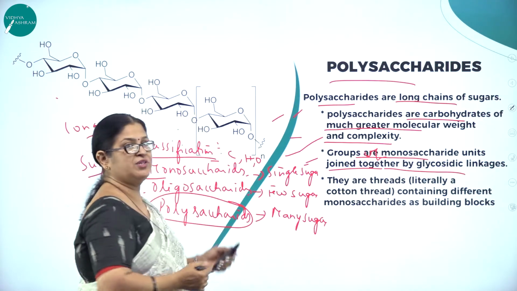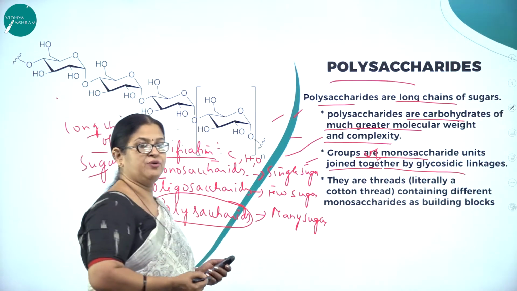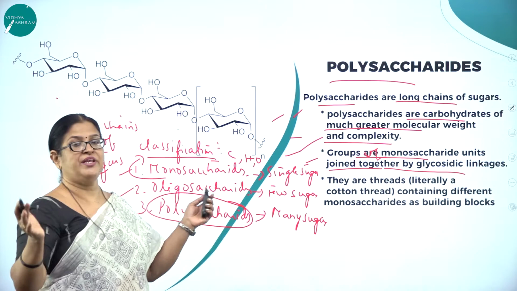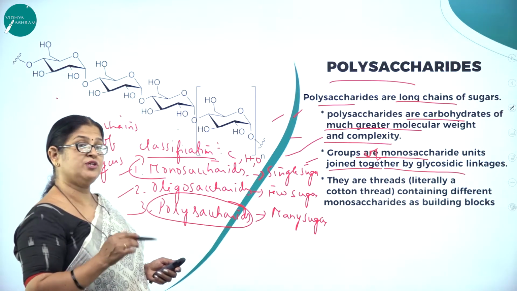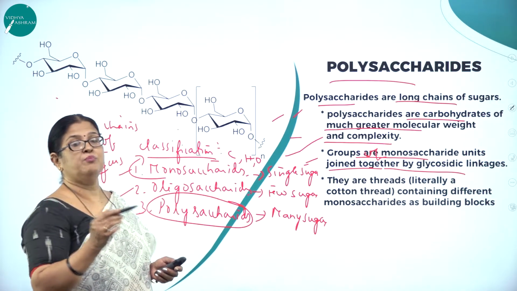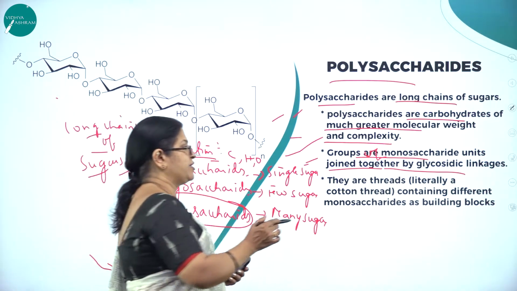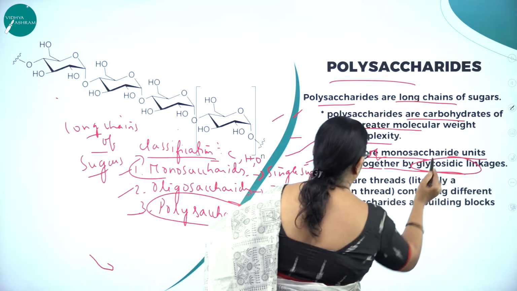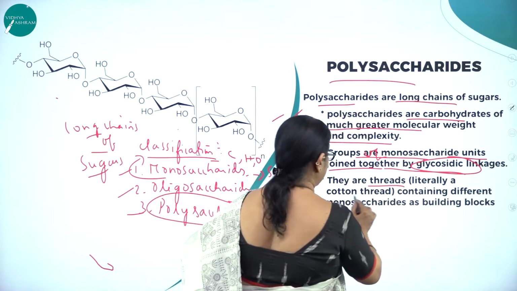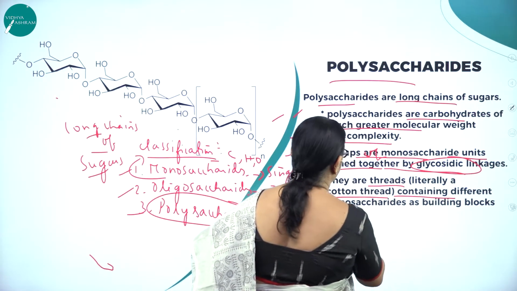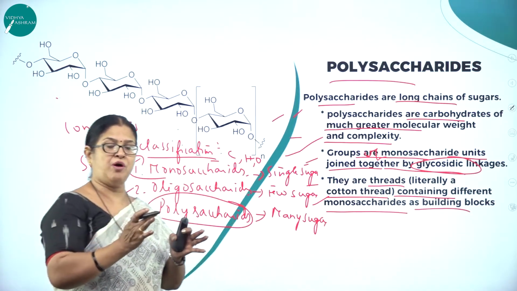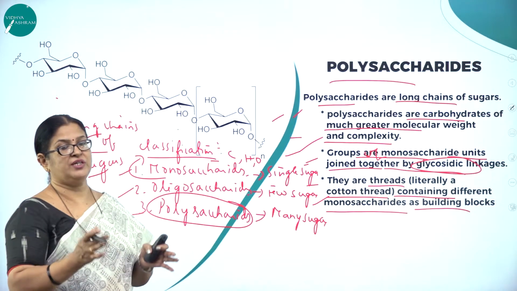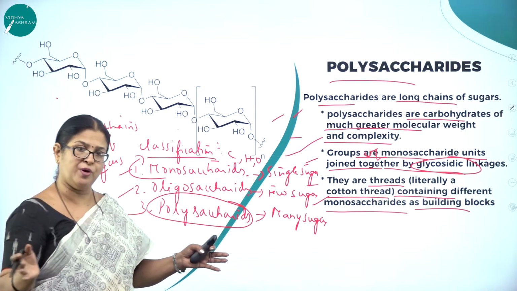So how is a polysaccharide formed? The very word itself will tell you. Poly means many. So many saccharide units joined together to form a polysaccharide. And what is the bond between the two monosaccharide units? It is called glycosidic bond. They are threads, literally like a cotton thread containing different monosaccharides as building blocks. So many building blocks combine together with a glycosidic bond to form a polysaccharide.